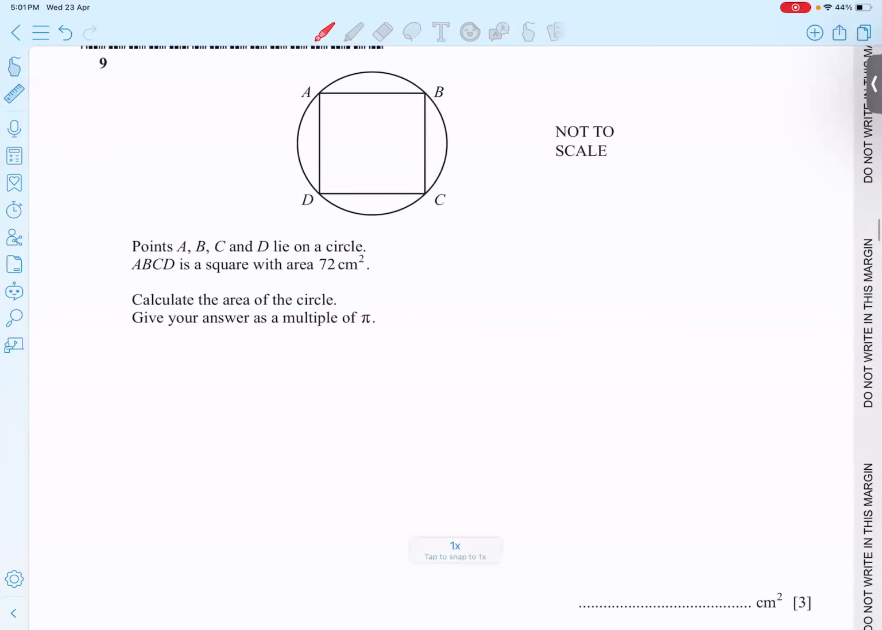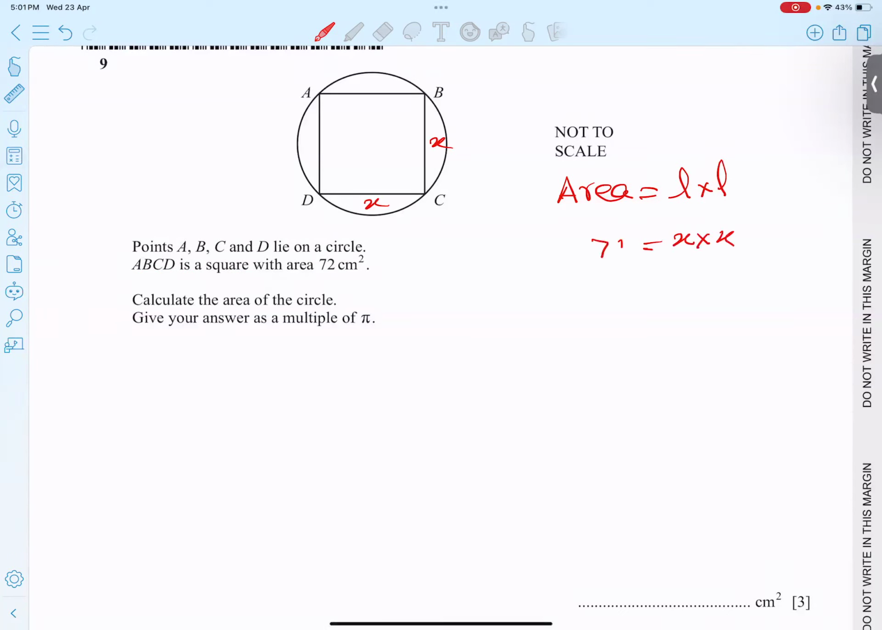Question number 9, interesting. He said that this square has area 72. The basic area formula for a square is length times width, but because both are length, I have taken this as x and this as x. So I got x times x, and the area is given as 72. So I can say that x to the power 2 is equal to 72. Leave it here. And he said we need to find the circle's area.